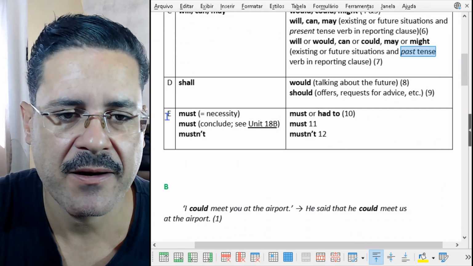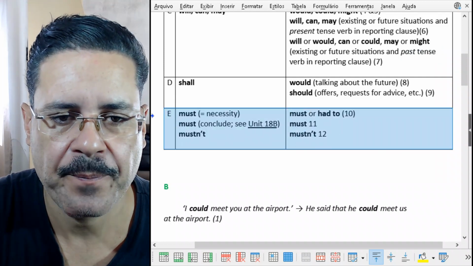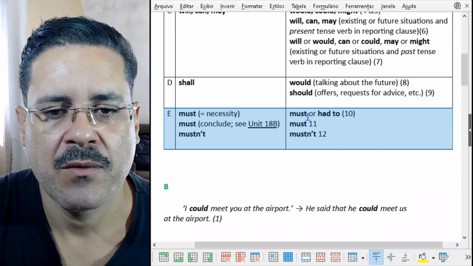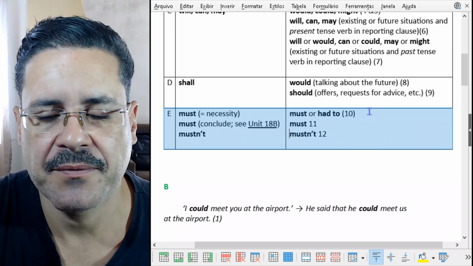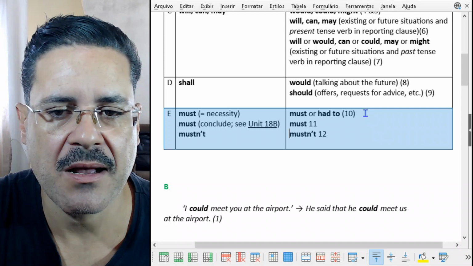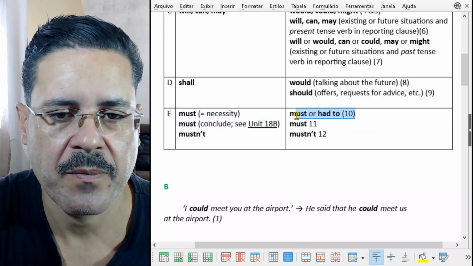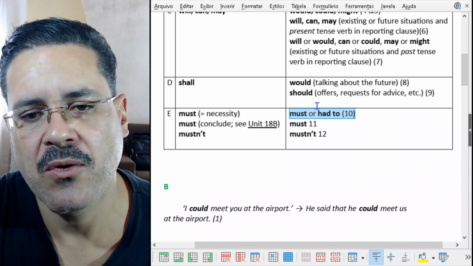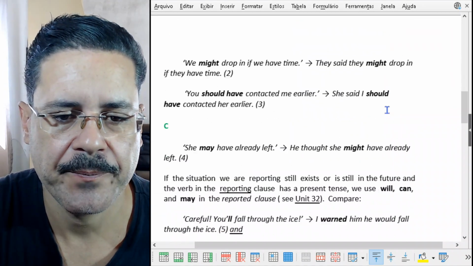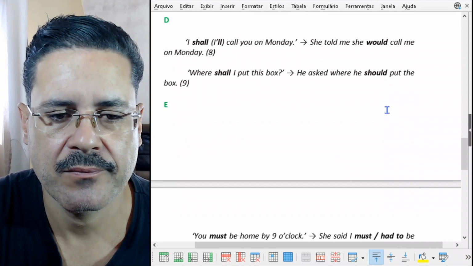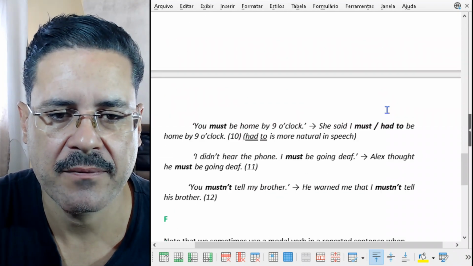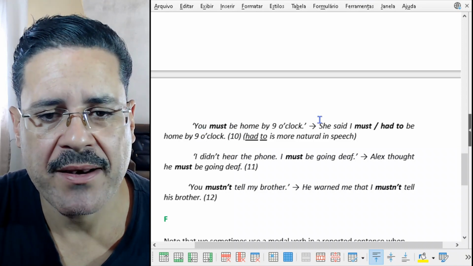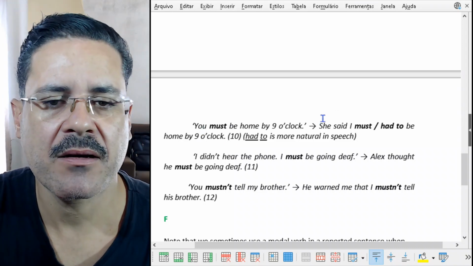Now, the final section, section E. For must, which expresses necessity, we use must or had to. Number 10. So for must, necessity, we can use must or had to. Let's check. This is number 10. You must be home by 9 o'clock.